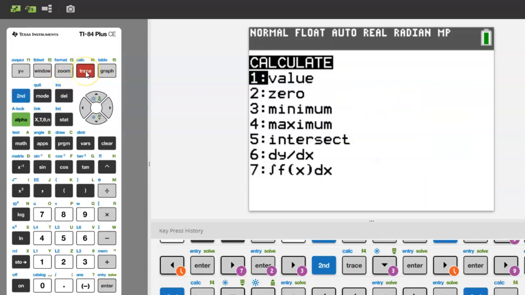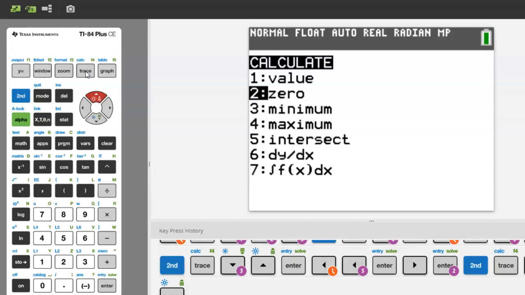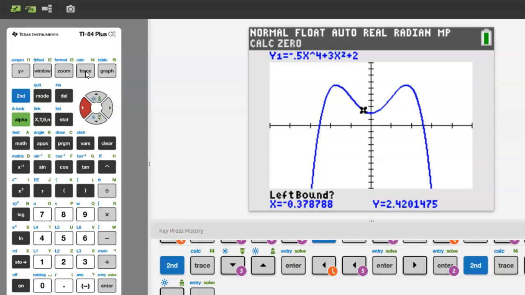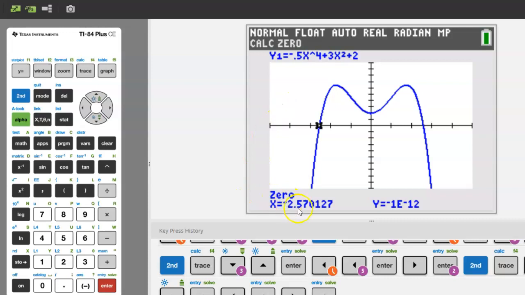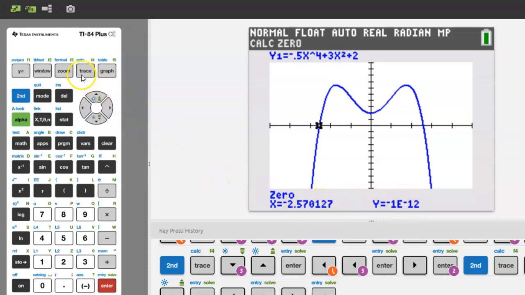So we're going to do second, trace. The x-intercept, if you notice, is not listed here. But we have this option of zero. Zero is another name for the x-intercept. So we're going to go to the left of the x-intercept, hit enter, go to the right of the x-intercept, hit enter again. And so our x-intercept there, the x value, is negative 2.6. This here is just your calculator's way of saying 0. So y is 0 and x is negative 2.57 or negative 2.6.